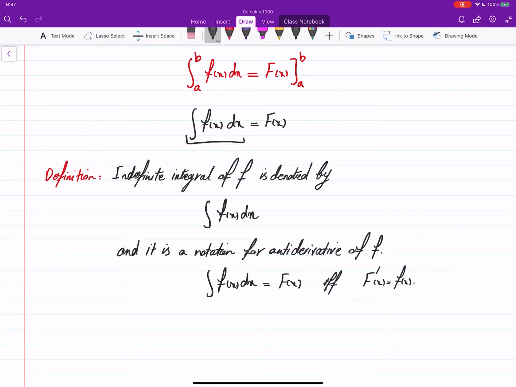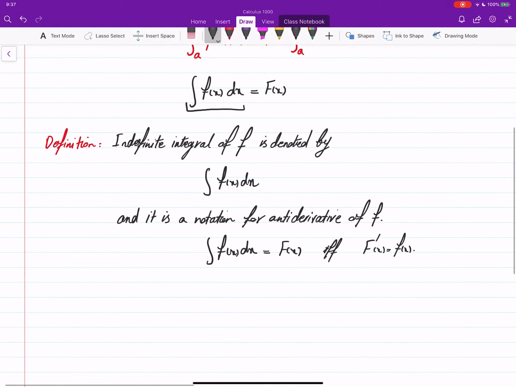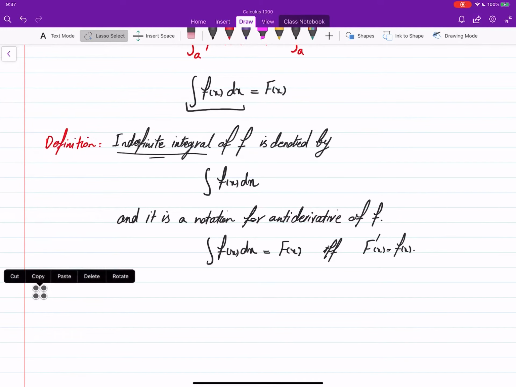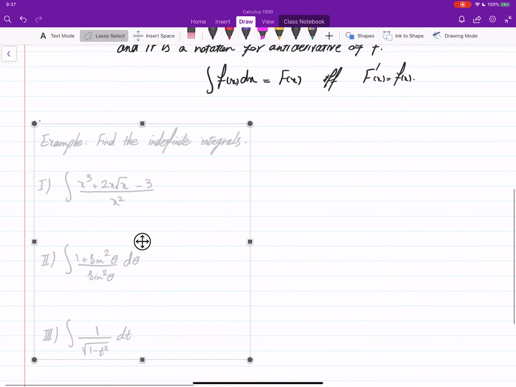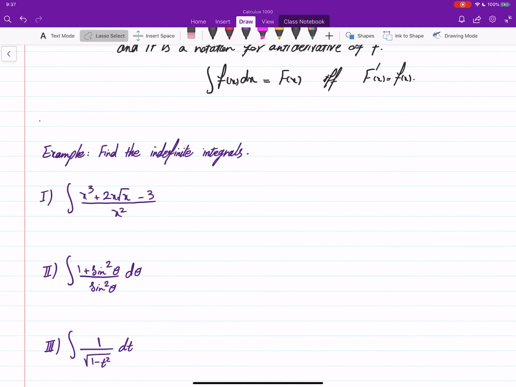Nothing new, just one notation we are introducing. We are using the integral without limits. That's why we call it the indefinite integral, and by that we mean our old friend, the antiderivative of the integrand. Well, let's see some examples. Find the antiderivative, well, find the indefinite integral.